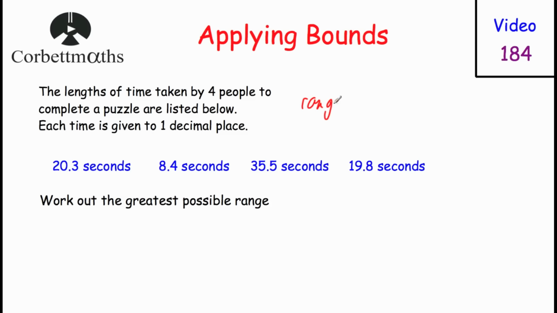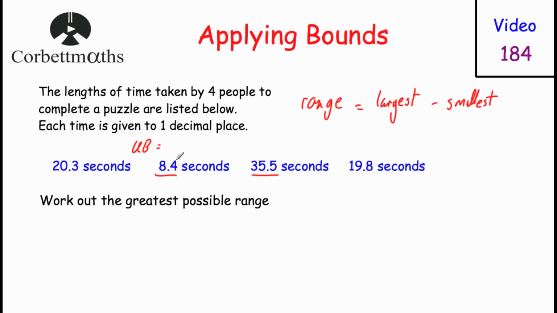So remember, the range is equal to the largest subtract the smallest. So here, our largest value would be this one, 35.5, and our smallest value would be 8.4. But each of these times have been rounded to one decimal place. So let's find the upper bound and lower bound for these values. Now, before we do that, I'd highly recommend you watch the M3 video just to make sure that you're confident with finding the upper and lower bounds.